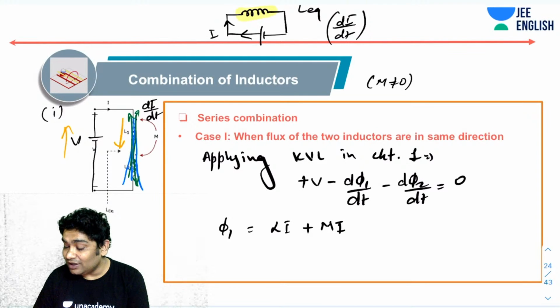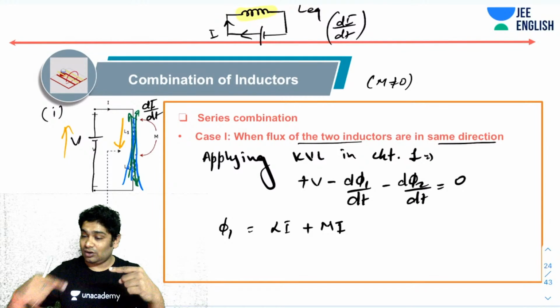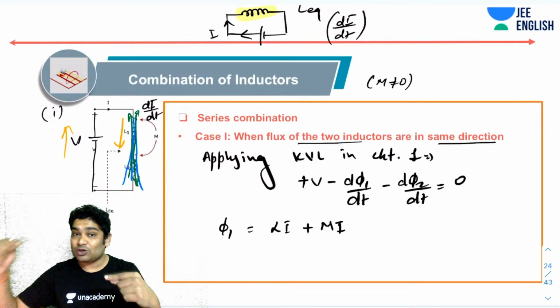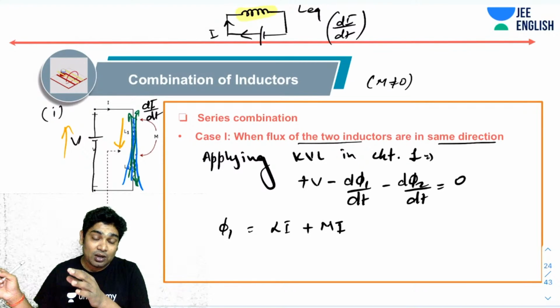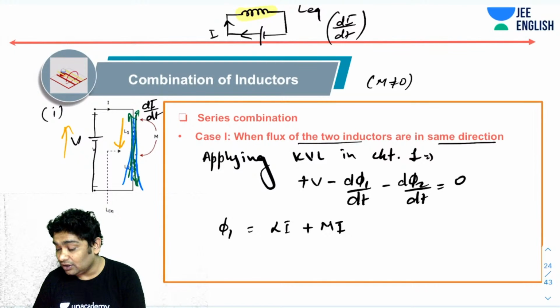Now we have already assumed that the flux in the two inductors is in the same direction. That is why we are adding. So they are coiled in the same manner. One has clockwise coiling, so the other also has clockwise coiling. So both of them will produce the fluxes or the magnetic fields in the same direction. So this is phi 1.